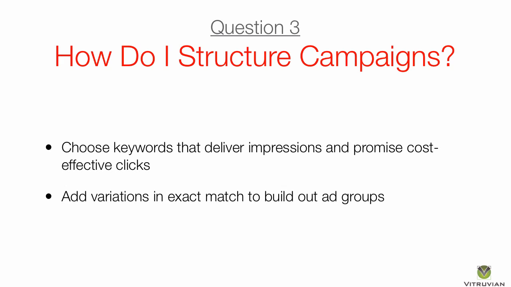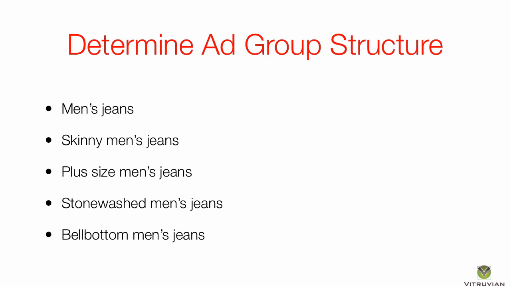And then once you have your big ad groups, you can add variations in exact match to build them out. So for example, this might be our ad group structure. We might have 5 different ad groups based on our initial test. Men's jeans, skinny men's jeans, plus size men's jeans, stone-washed men's jeans, and bell-bottom men's jeans. And within each of those, within skinny men's jeans, you might have skinny men's blue jeans, skinny men's green jeans. With plus size, you might have plus size men's jeans, husky men's jeans, etc.